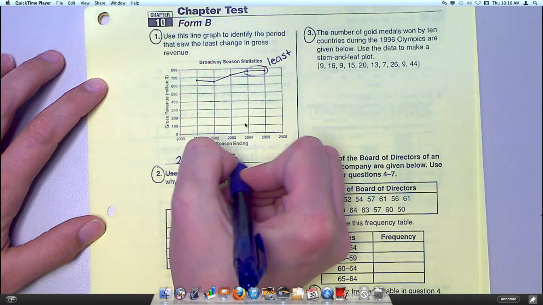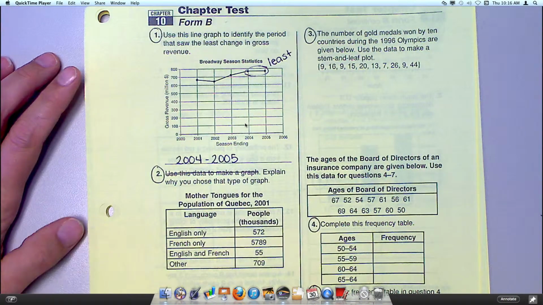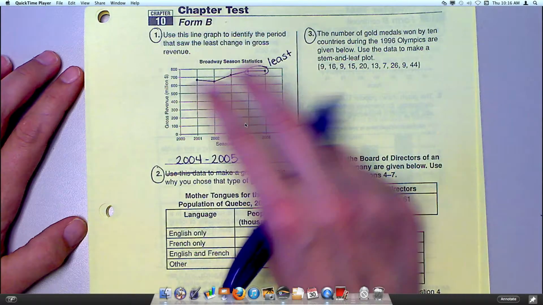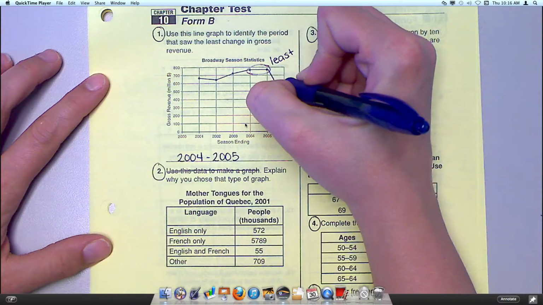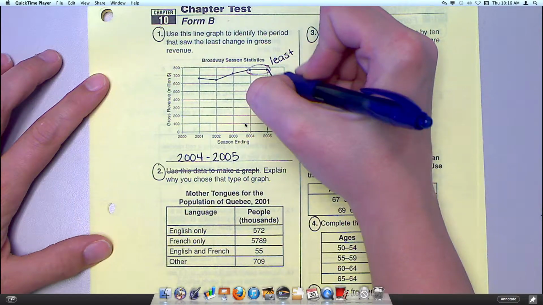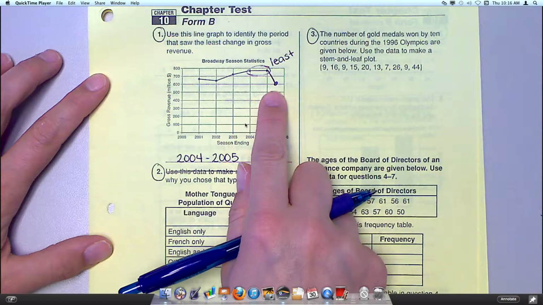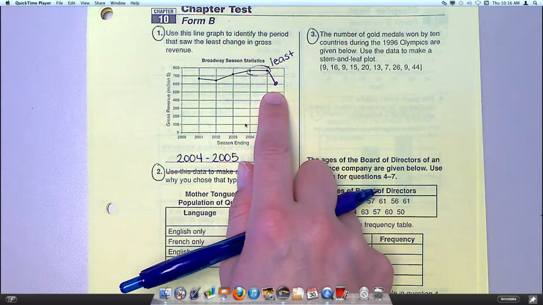What if I asked you for the most change? What do you think? 2002, 2003. Yeah, I'd agree. This right here. Now, what if you had a segment that was shooting down like this? Would you still say that's the most change? Yeah. Even though it's going down instead of going up?